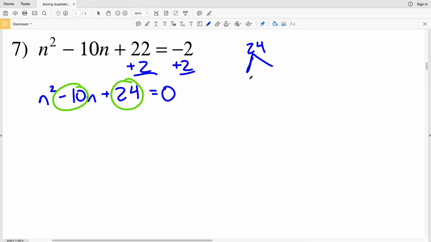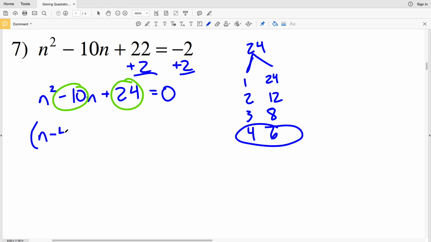So for 24, we'll start with 1 and 24. Negative 1 plus negative 24 does not equal negative 10. So I'll move on to 2 and 12. Negative 2 plus negative 12 equals negative 14. So that does not equal negative 10. 3 and 8. Negative 3 plus negative 8 equals negative 11. Moving on to 4 and 6. Negative 4 plus negative 6 does indeed equal negative 10. So I'll have n minus 4 and n minus 6 as my factors of this quadratic.